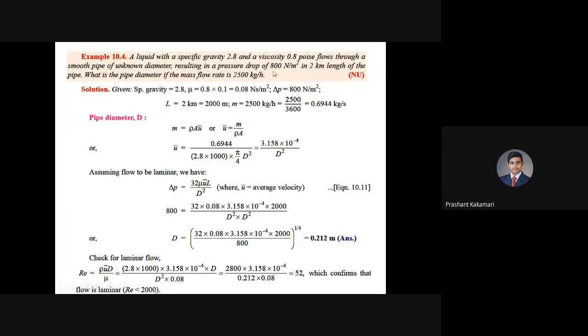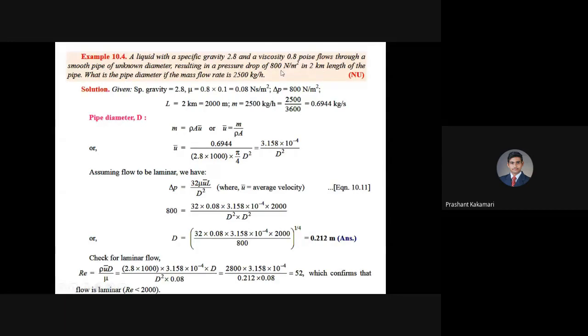ΔP is given as 800 Newton per meter square. So here the pressure difference is given, and the remaining values are given. I think they may be asking for the diameter also. The pressure drop is over a 2 kilometer length of the pipe. Okay, the pipe is 2 kilometers, so convert this into meters, 2000 meters. The pipe length is given.